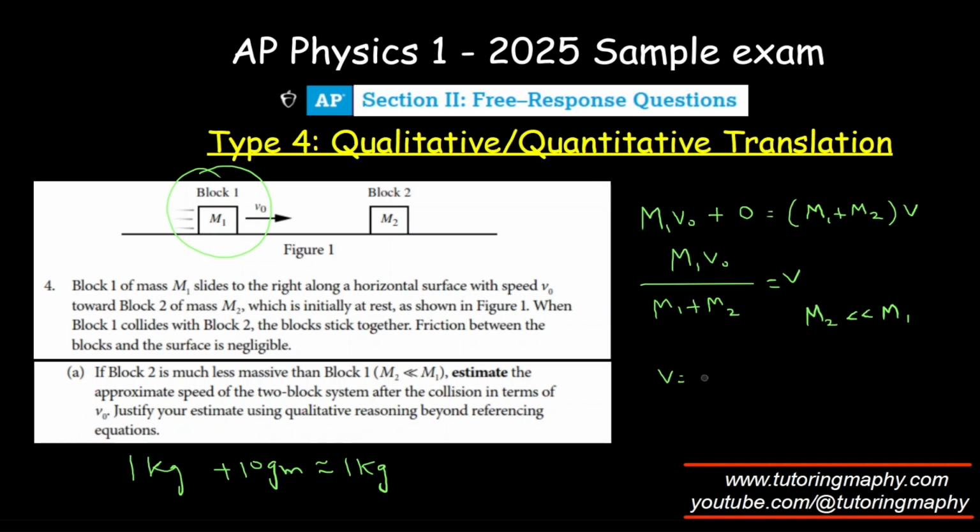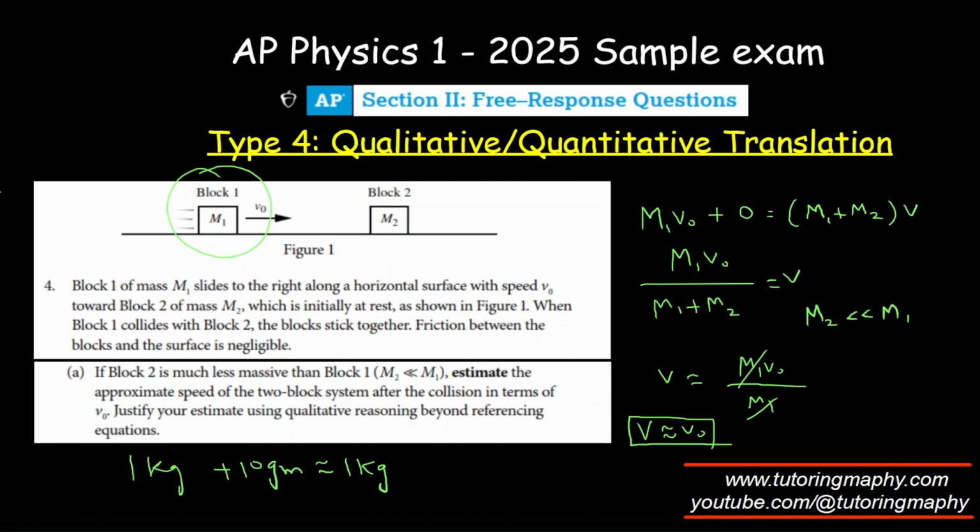So this will become approximately m1 v0 over m1. These two cancel, and v will be about v0 only. There will not be any huge change. There is not any substantial change.